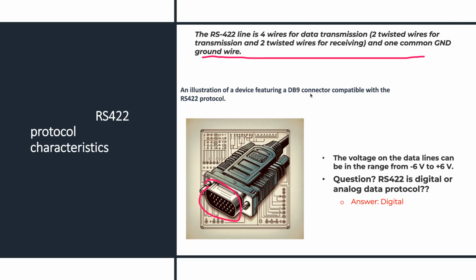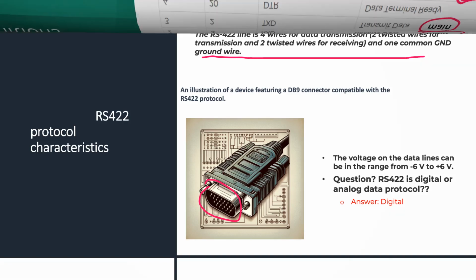In contrast to RS232, RS422 supports a DB9 connector compatible with the RS422 protocol. The voltage on data lines can range from negative 6 to positive 6. Question: is RS422 a digital or analog data protocol? If you remember, RS232 was digital, right? So it's also digital because it's an expansion of RS232.